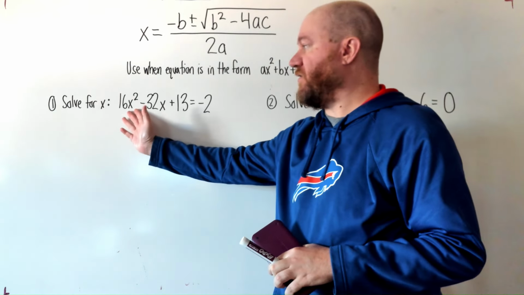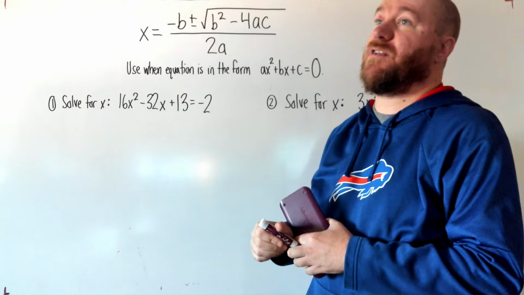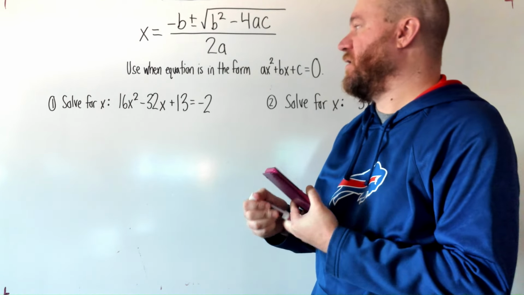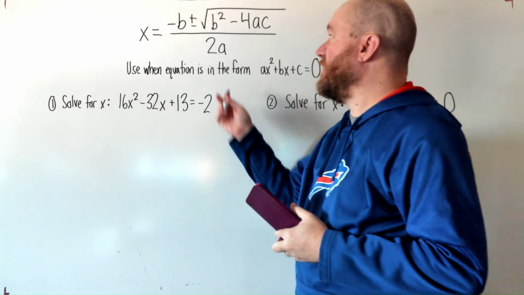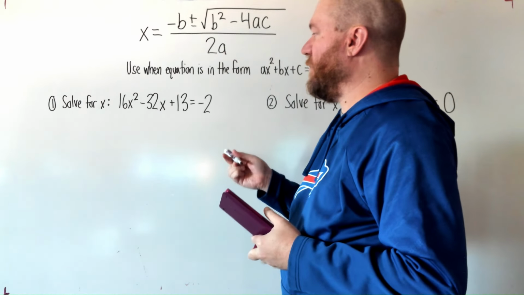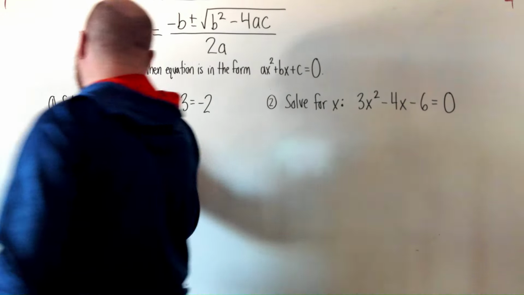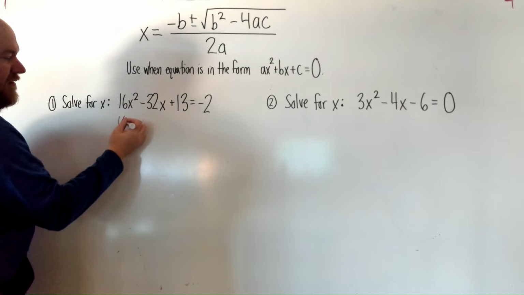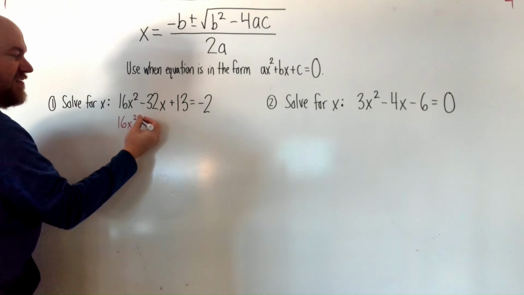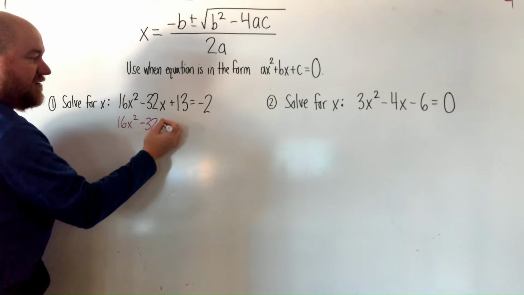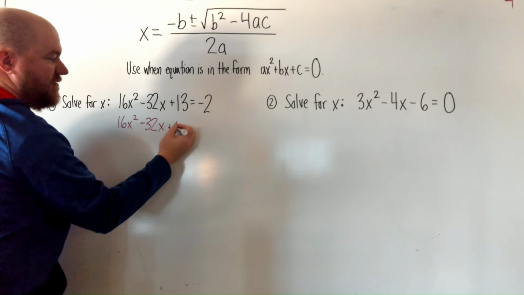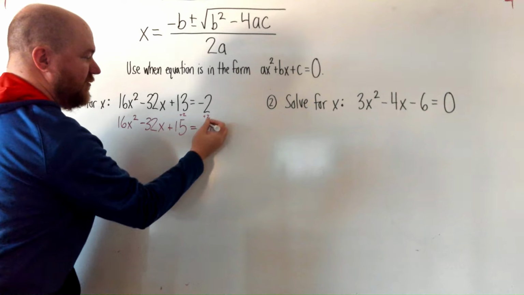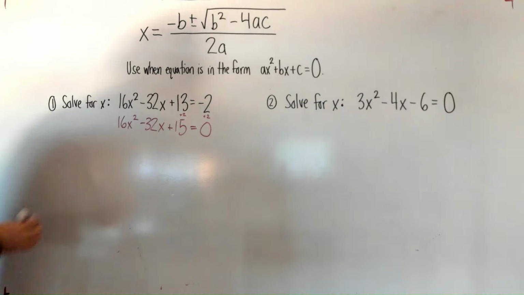Because quadratics have an exponent of 2, that's a good reminder that we could have up to 2 answers to this question. So let's find those 2 answers. I can't use the quadratic formula unless this is equal to 0, so I'm going to start by moving the negative 2 over to the other side. So I'll have 16x squared minus 32x plus 15, right? If I do plus 2 to both sides, now it's equal to 0. Now I can use the quadratic formula.